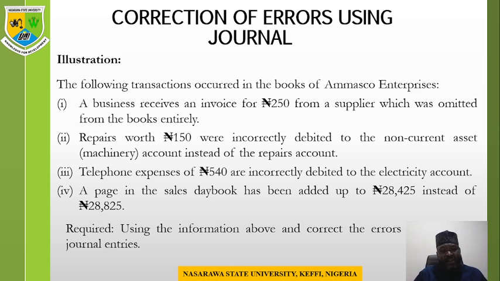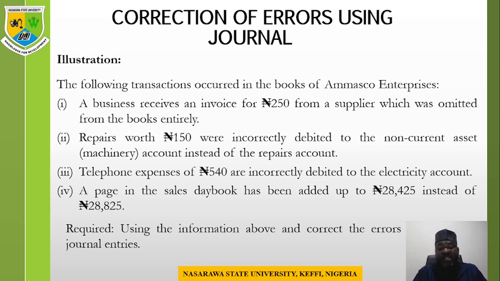Then we have the next error. Telephone expenses of 514 naira are incorrectly debited to electricity account. Now, telephone expenses falls under nominal account classification. Electricity account falls under nominal because they are all expenses, so they fall under nominal account classification, meaning they fall within the same class of account. However, taking a telephone expense to an electricity account is a wrong thing to do.